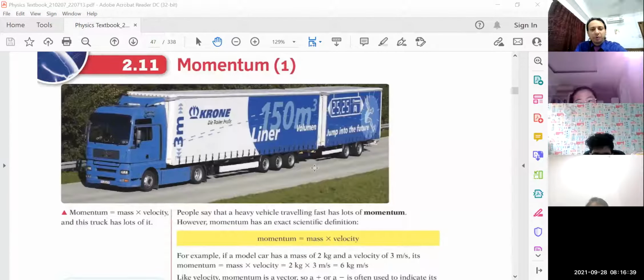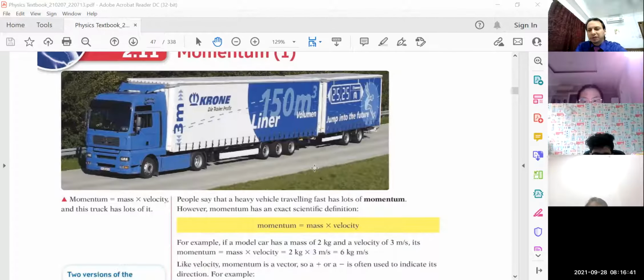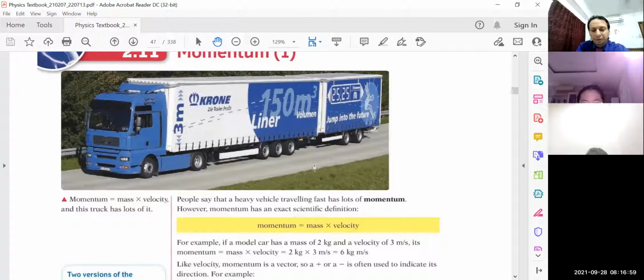So in the topic of momentum, children, let me start from the definition of momentum. Can you see the screen? Yes, sir. Thank you. So momentum is basically given by the product of mass and velocity.